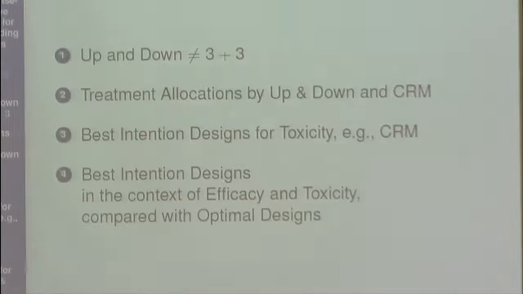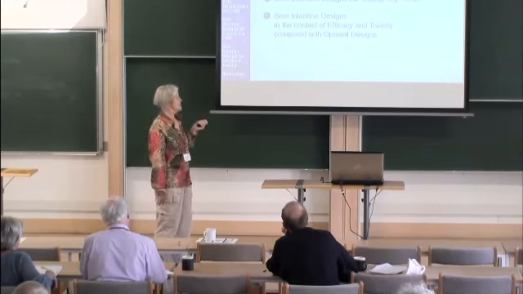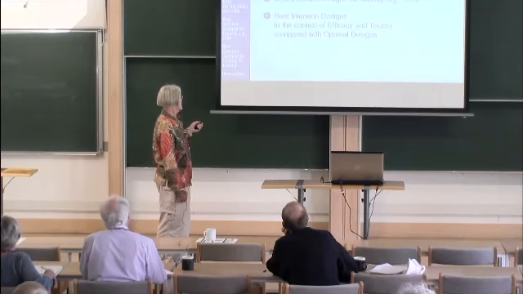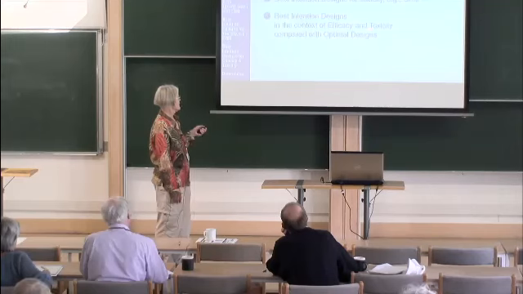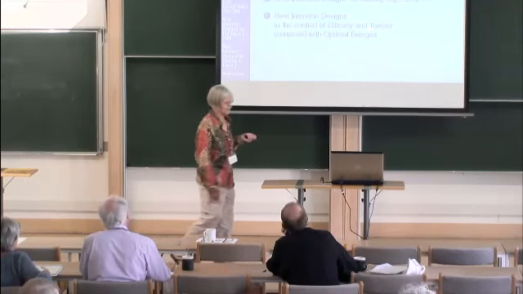So that's my setup. The first thing I want to do is make the point that the 3+3 is not the up and down. Then we'll talk about treatment allocations and particularly look at the CRM and the up and down. There are some new results on best intention designs, of which the CRM is a special case, and I will tell you what I think I've learned about those new results. This is in the toxicity response situation, and then I'll move to the efficacy and toxicity response situation and talk about best intention designs and optimal designs.